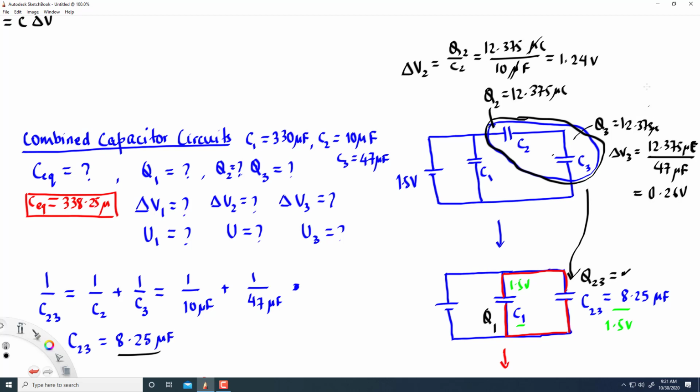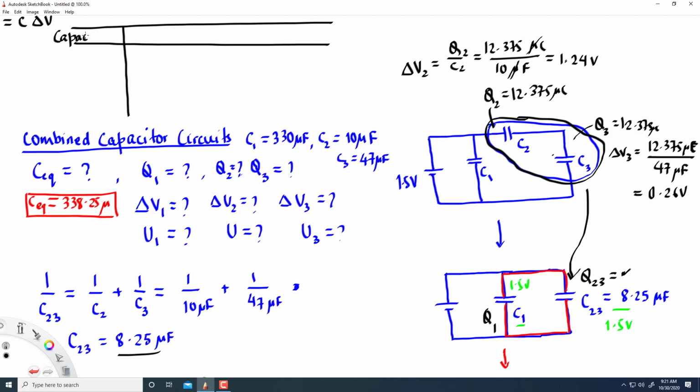So you can put all these values in a table just to make it a little bit more clear. So let's put capacitors on this column. We have 3 capacitors. C1 is 330 microfarad, C2 is 10 microfarad, and C3 is 47 microfarad. Okay, and then let's write Q on this column, delta V on this column, and then energy on this column.